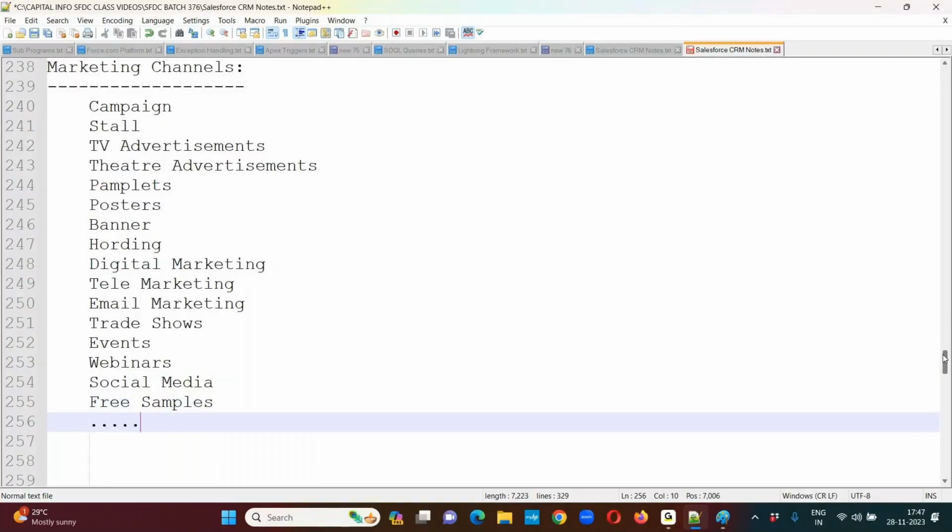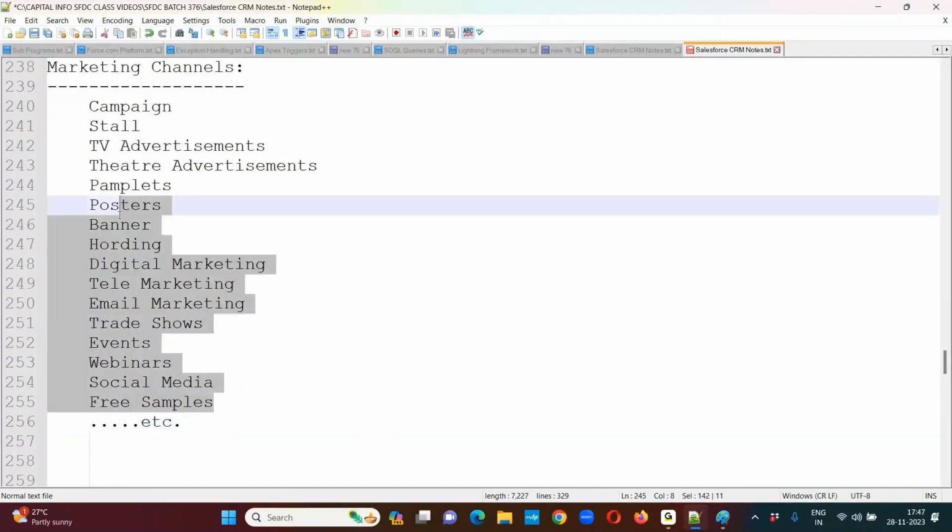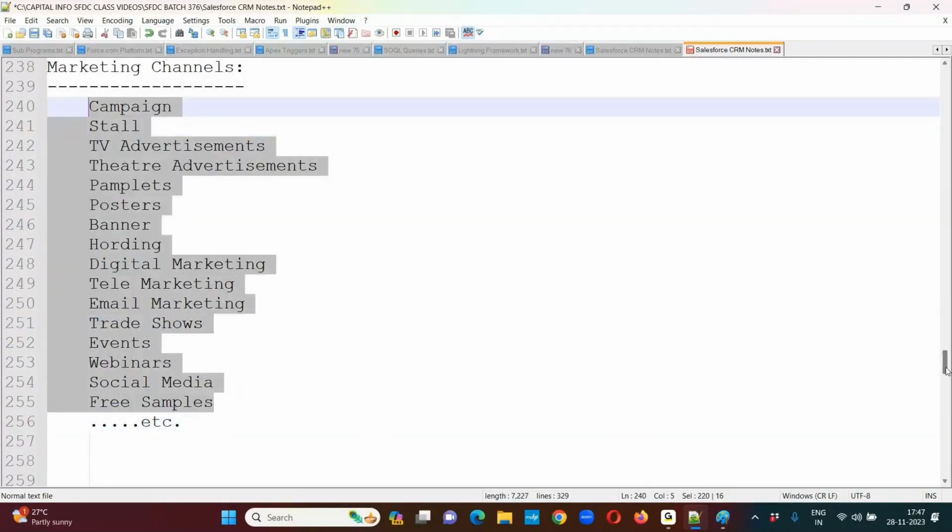Various ways are available here. In order to promote the products, we have so many marketing channels available, like campaigning. We can conduct some stalls also, TV advertisements, theater advertisements, pamphlets, posters, banners, hoardings, digital marketing, email marketing, telemarketing, social media platforms, trade shows, webinars, and then we can conduct some events also, free samples also. So many ways are available in order to promote your product. These are the various marketing channels available here.